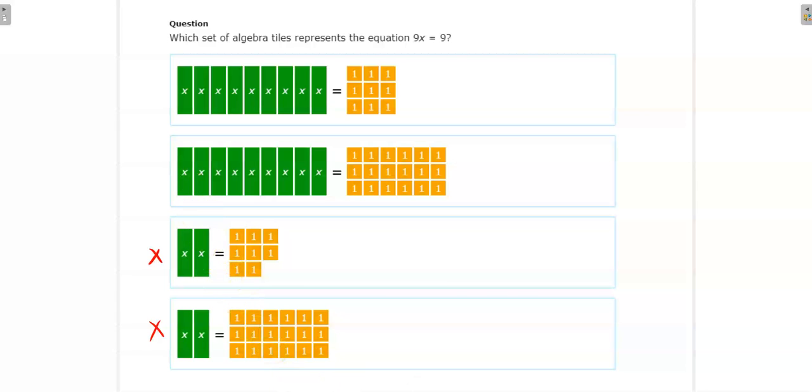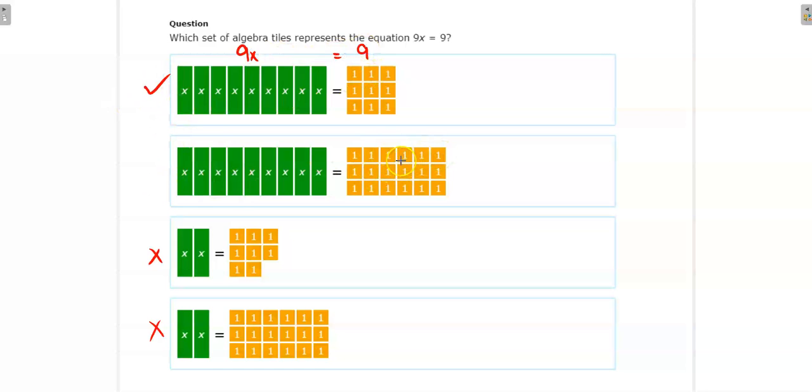And then let's go back up to the other. Looks like we got 1, 2, 3, 4, 5, 6, 7, 8, 9. Indeed, both of these have 9 x's in them. And now for the right side, we'll check that. We're looking for 9. Here we see that we have a 3 by 3, so there are 9 here. So indeed, we have 9 x's equals 9 positive units. So our first selection is the correct one.